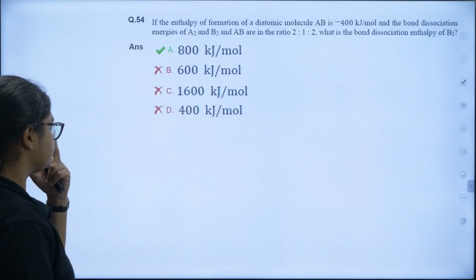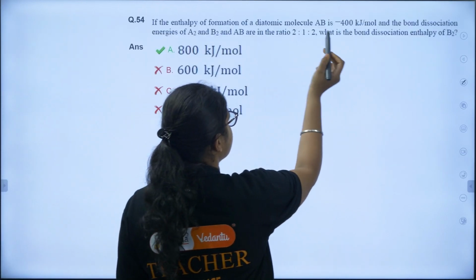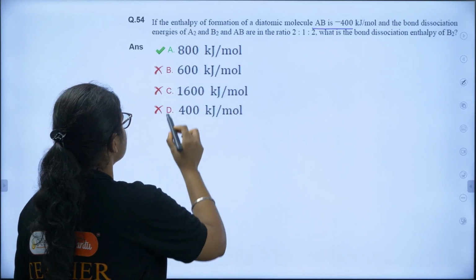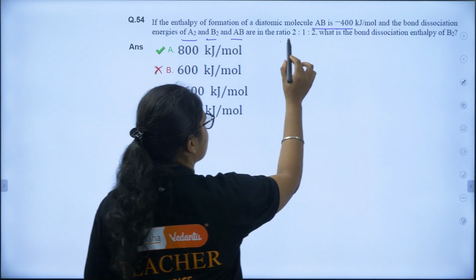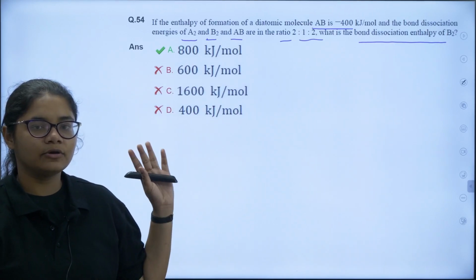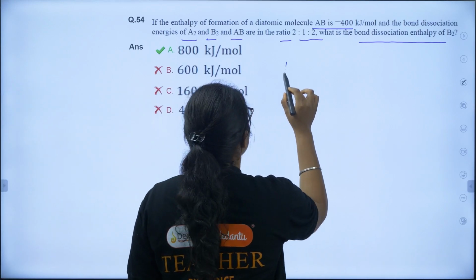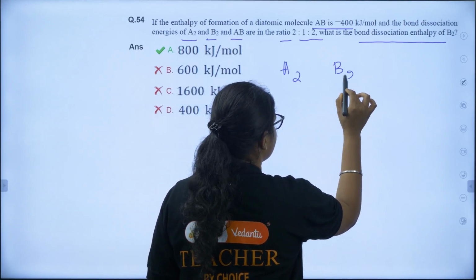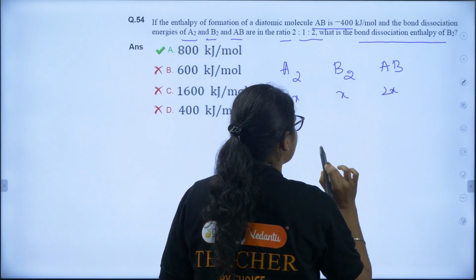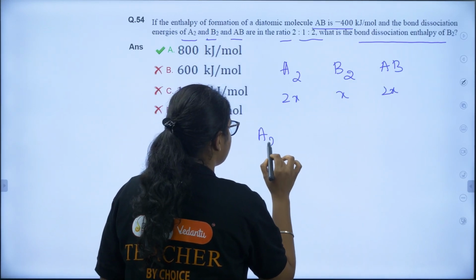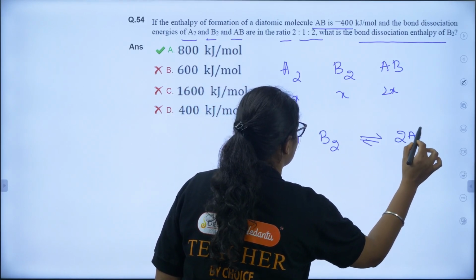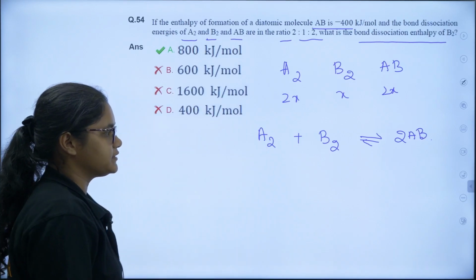Next question. If the enthalpy of formation of diatomic molecule AB is minus 400 kilojoule per mole and the bond dissociation energies of A2, B2 and AB are in 2:1:2 ratio, what is the bond dissociation enthalpy of B2? This is another question from your thermodynamics chapter. We have been given A2, B2 and AB, so the ratio is 2x, x and 2x. Now let us write the formation reaction: A2 plus B2 gives 2AB.